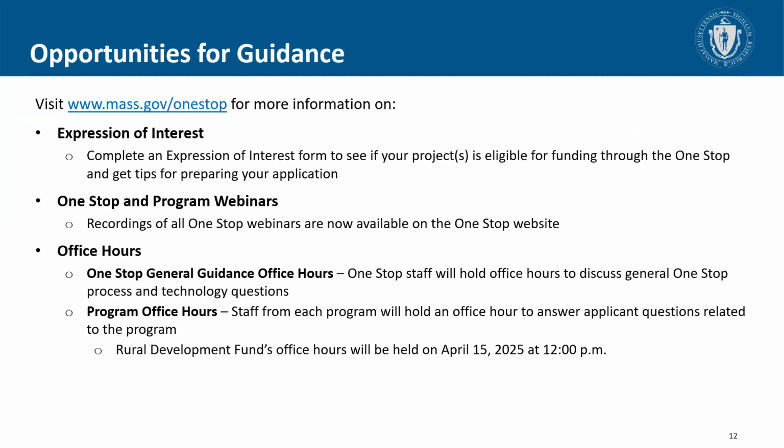As noted, we're currently in the guidance phase, and there are many ways to receive guidance on your project. You can submit an expression of interest to understand if your project is eligible for one-stop programs and receive tips for preparing your application. You can watch the other program-specific one-stop webinars online, and you are encouraged to participate in office hours. There will be both general one-stop office hours as well as program-specific office hours. The Rural Development Fund's office hour will take place on April 15th at noon, and you can sign up today. We hope that you will join then and avail of each of these opportunities for guidance.